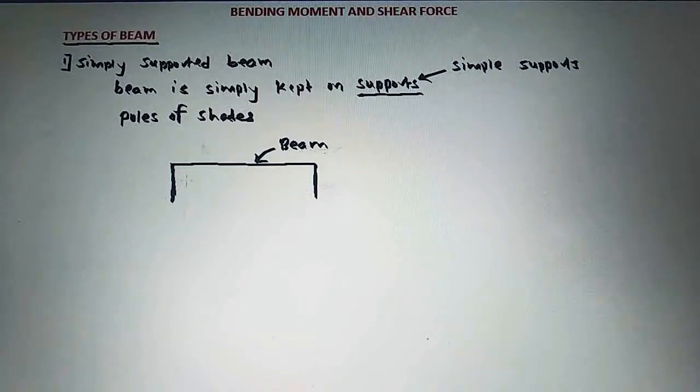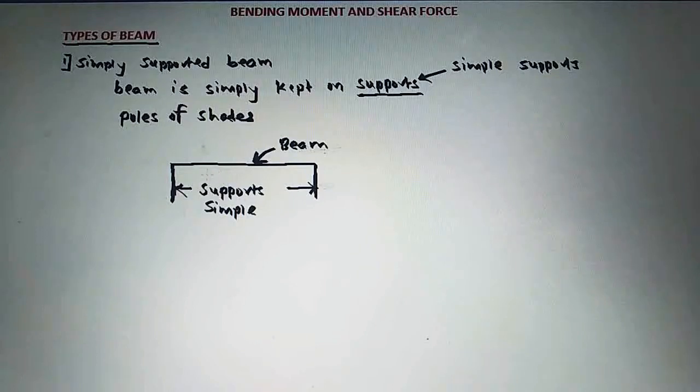These two poles are the supports of this beam. As this beam is simply kept on these two supports, that's why this beam is called as simply supported beam, and these two supports are called as simple supports.